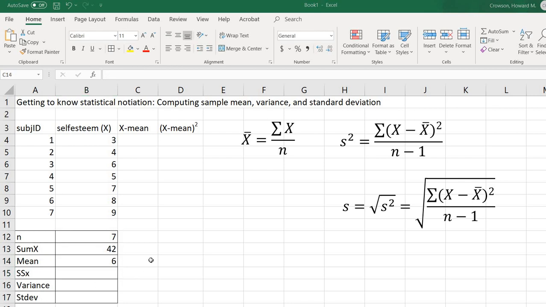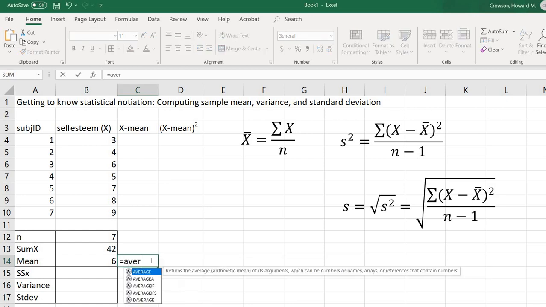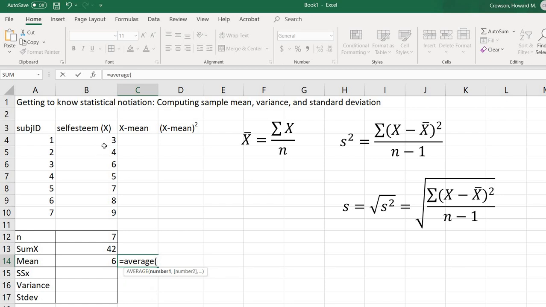Now just FYI, if you're working with Excel, you can do this a lot quicker just by using the average function. If you say average and then all of these cells right here, then hit enter, you can see that you get the same number.